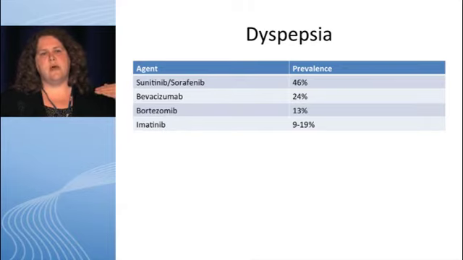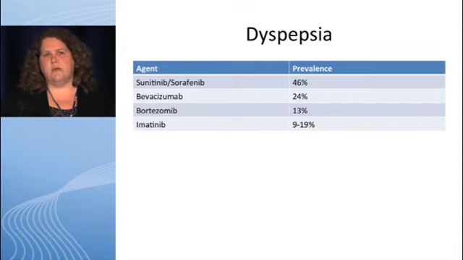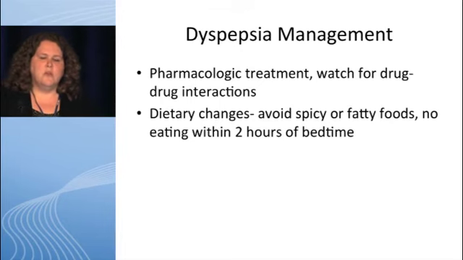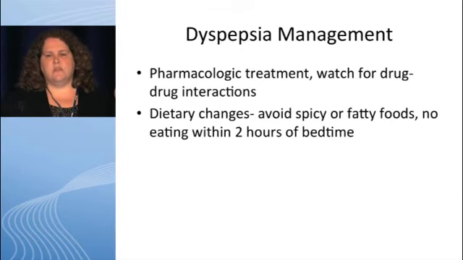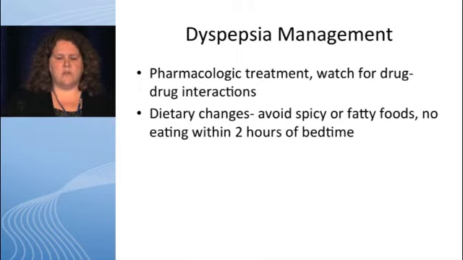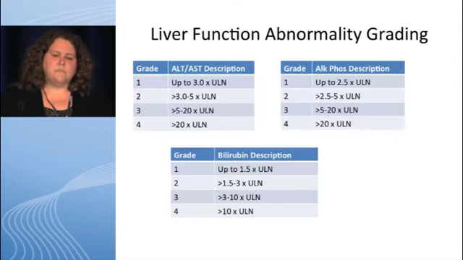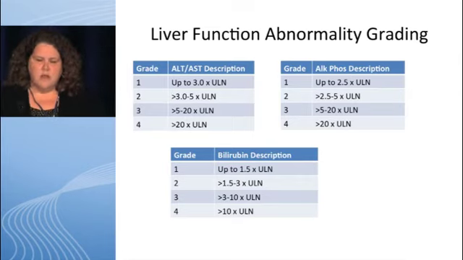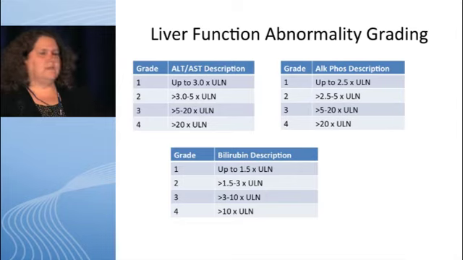So just really thinking about, to me, the issue is more with handing someone a prescription and sending them out the door. What is going to prevent that person from being compliant with their regimen? And these are some really easy things to talk about and to get on their radar and to have them calling in for if they have issues. So again, pharmacologic treatment, but this pitfall of drug-drug interactions always needs to be considered and thought of carefully. Dietary changes. And so liver function abnormality, as you all know, most of these drugs can cause liver function abnormalities, and the grading is here.